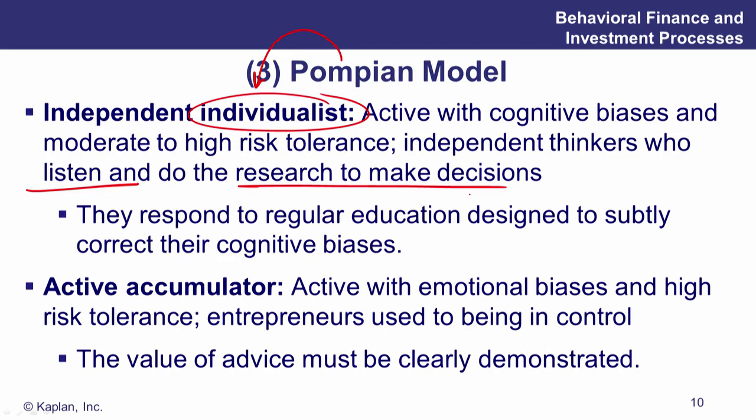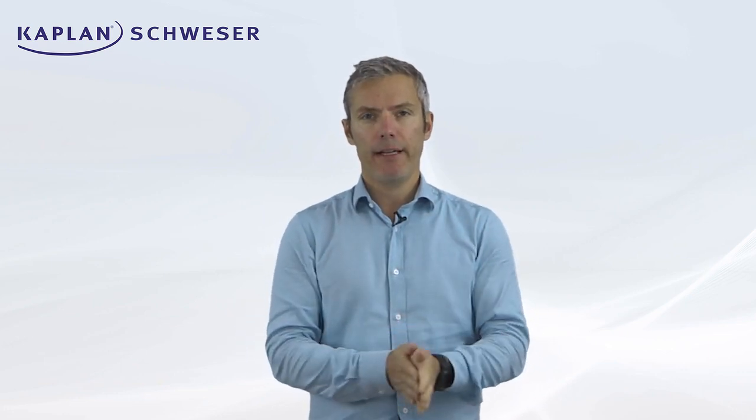And then you've got the active accumulator. They're more emotional. Okay, high risk tolerance. They were called the adventurer under the BBK model. Okay, they're likely to be maybe a little bit difficult to advise because they want to keep control of their investments. They might think that they're better than they actually are at investing. Overconfidence is the classic bias here for an active accumulator.